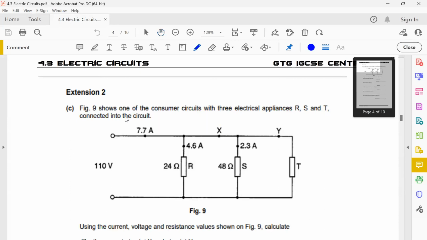If you look at this question here, figure 9, basically there's 3 resistors here, right?